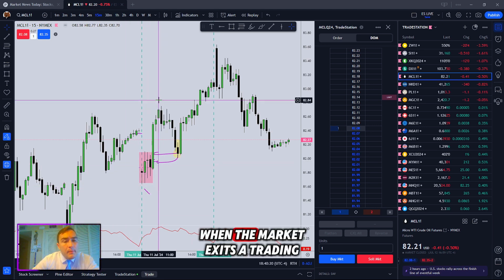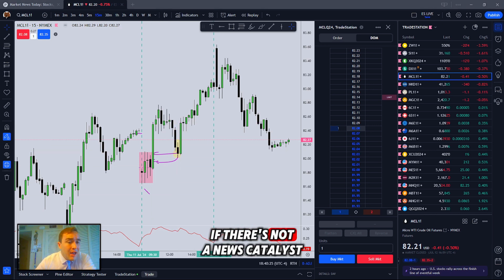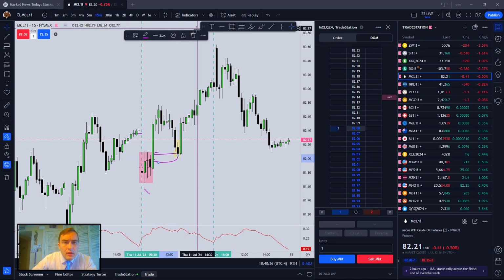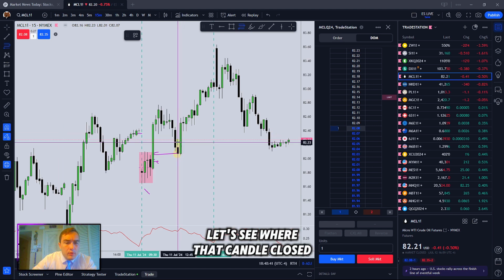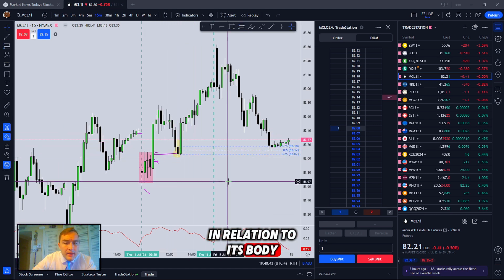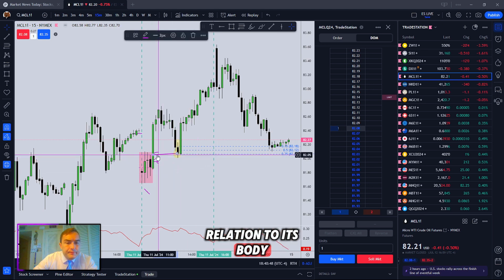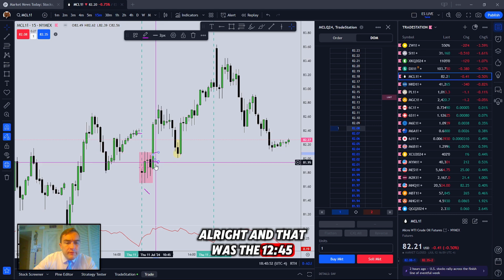Or a trading range. When the market exits a trading range, and it goes back into a trading range, if there's not a news catalyst, what is the market likely to do? It's likely to find support there, move back in the original direction, and that is exactly what we saw play out here. So that's what we see on the 1245 candle. Also, let's see where that candle closed in relation to its body. Closed at the 25% point in relation to its body. All right, and that was the 1245 candle.